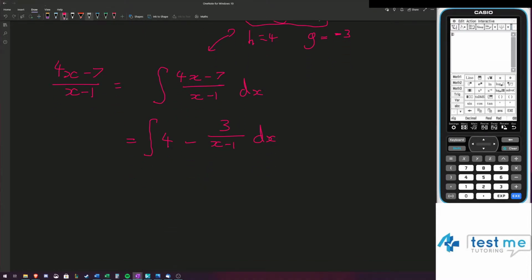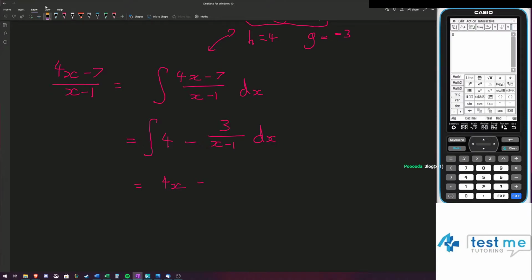We then move on, and I'll stay with red. The integration of 4 is 4x. Now, can anyone tell me, I'll leave it in chat for a bit, what is the integration going to be of 3 on x minus 1? Or negative 3 on x minus 1. Give everyone a bit of time. I'll give you about 30 seconds for this one, and try not to use a calculator. I know I've got a calculator up, but this is a non-calculator question.